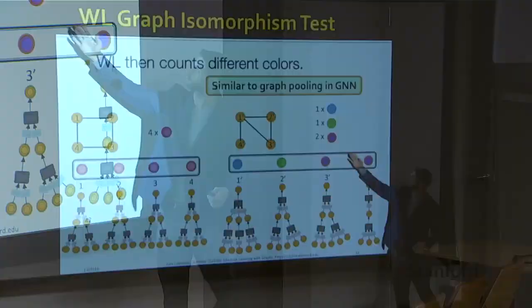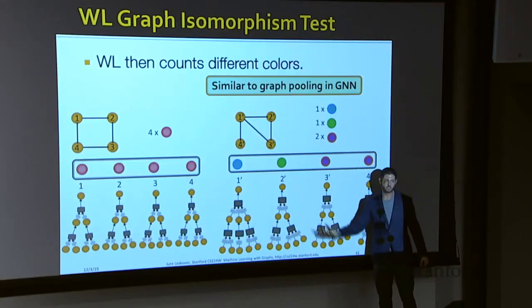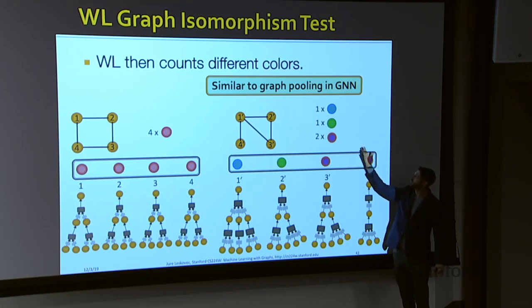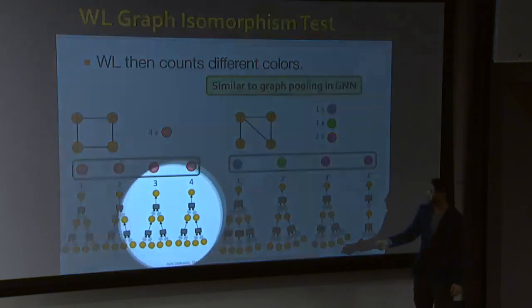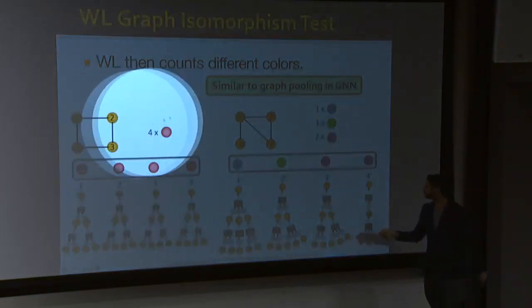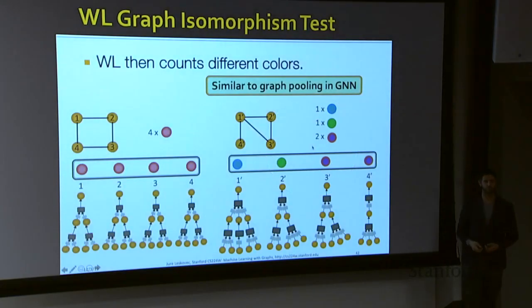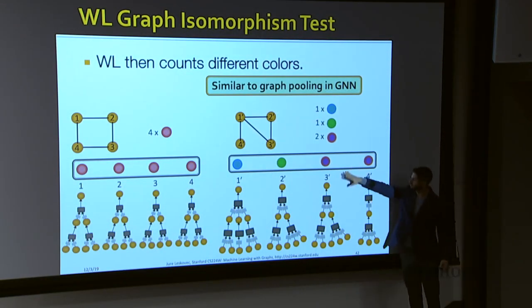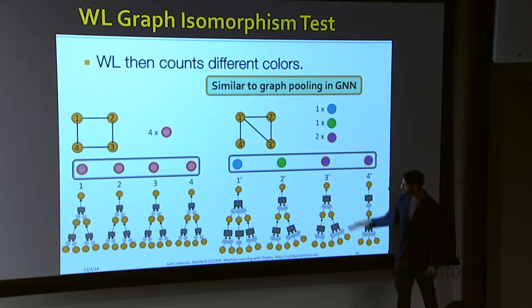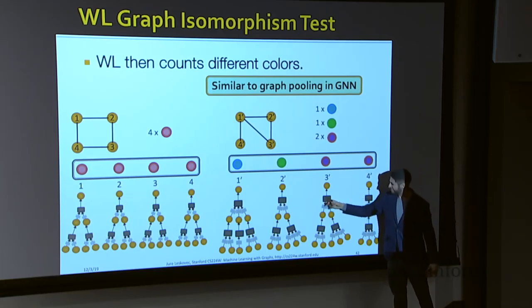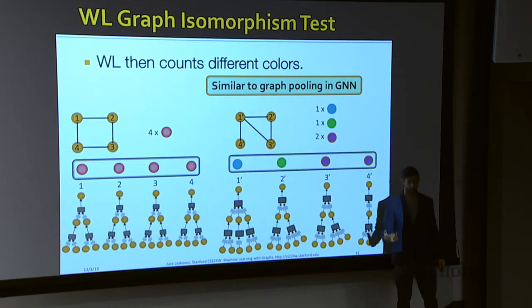Okay, so back to this. Basically, what I was saying is that the way the WL test works is it performs graph pooling, as we have seen in GNNs in general. What it does is count how many nodes of a certain color we have. So it will say, okay, our graph on the left has 4 reds, our graph on the right has 1 blue, 1 green, and 2 purples, therefore these two graphs are different. So as you've seen, GNNs are basically approximating the way the WL test works, apart from replacing these boxes with neural networks, with MLPs.